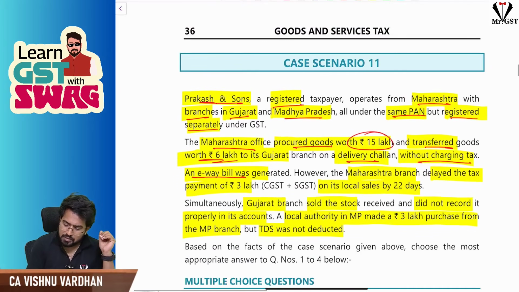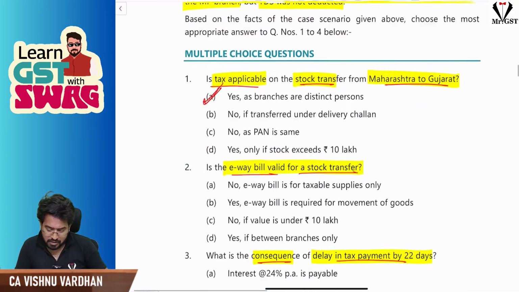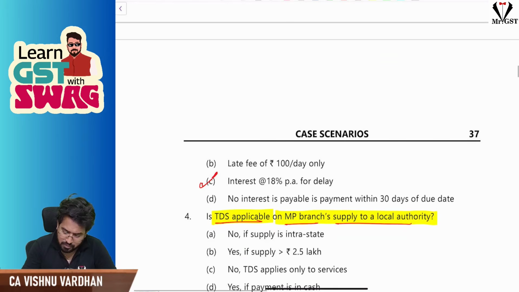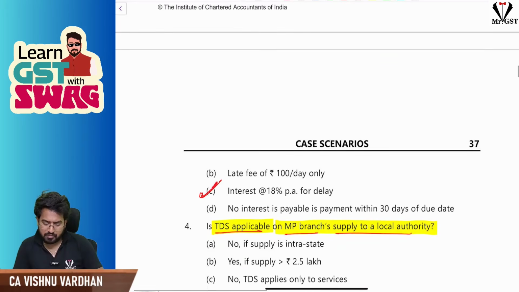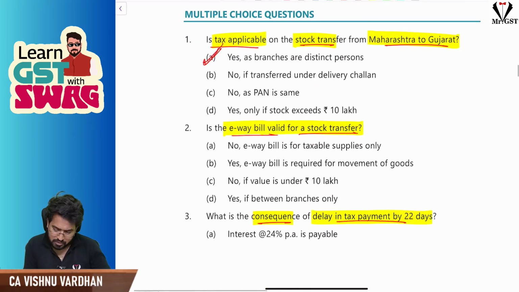Next, e-way bill generated. However, Maharashtra branch delayed the tax payment of 3 lakhs on its local sales for 22 days. So yes, if there is delay in payment of tax, there is interest calculation. Interest is at 18% as you know. So interest will come into picture, 18% per annum for delay. Okay. Next, Gujarat branch sold the stock and did not record it properly in the accounts. Anything regarding that?